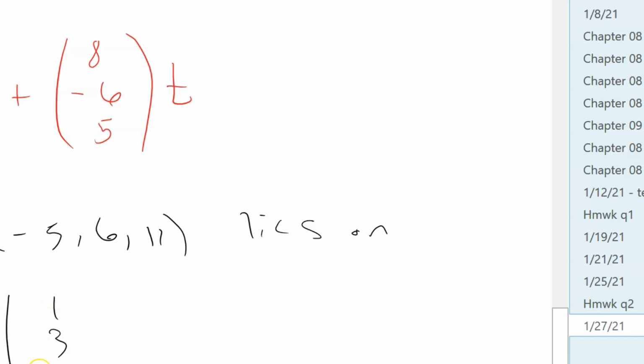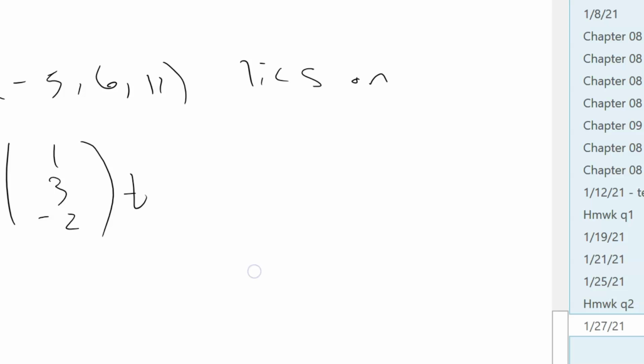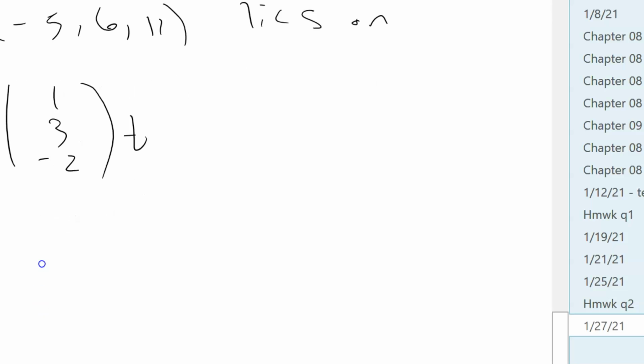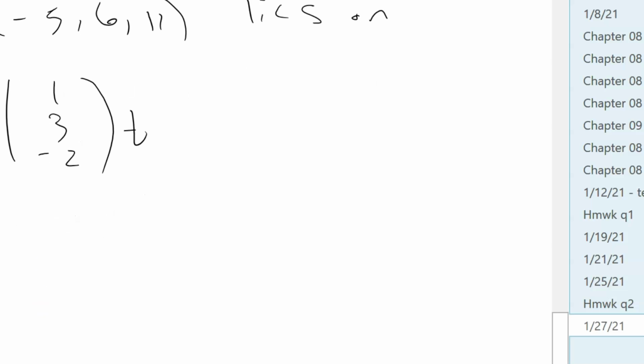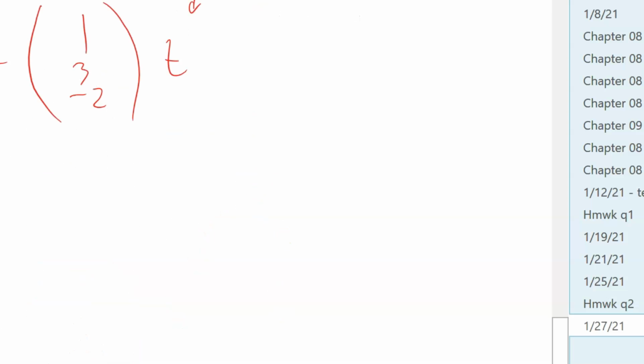Okay. So here we're asked to determine if the point -5, 6, 11 is on the line the vector r equals -3, 12, 7 plus 1, 3, -2t. So basically what we want to see is if I can solve this for t and get the same result.